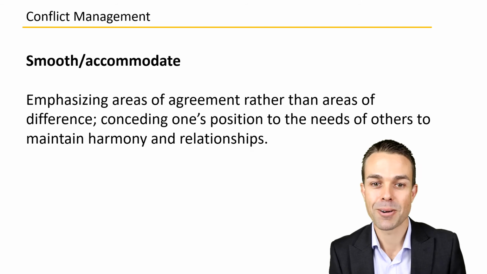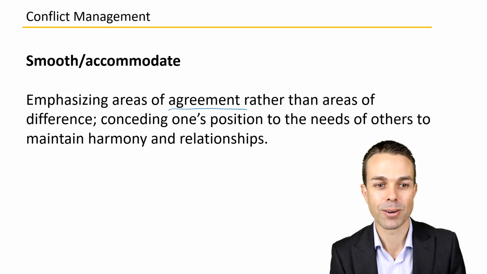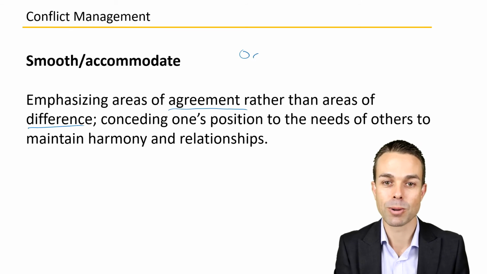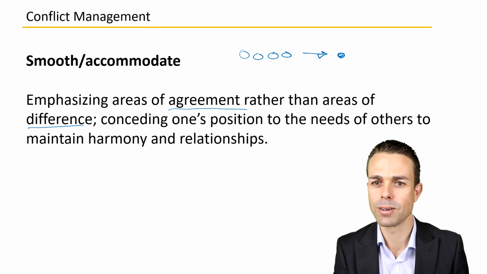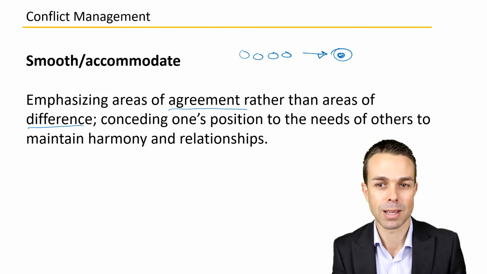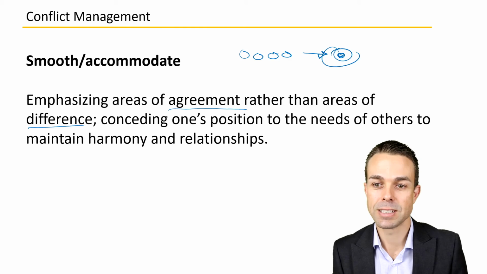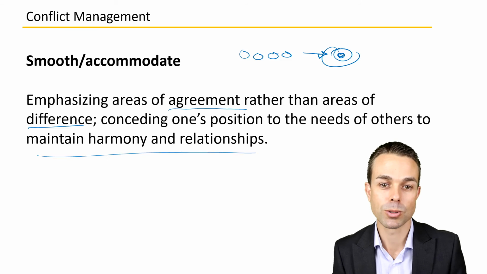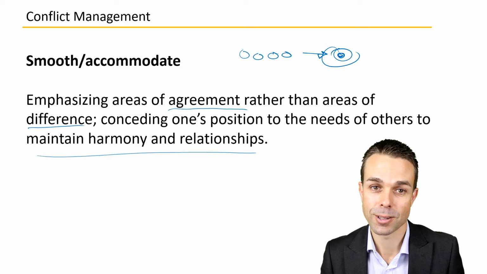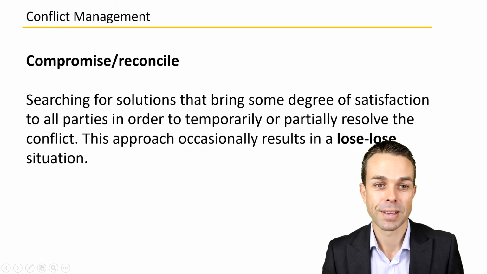Smoothing and accommodating for conflict. We're emphasizing areas of agreement rather than areas of difference. So here's where we agree, isn't that wonderful? Oh, and we've got one thing that we disagree on, can we work together on this, for example? Conceding one's position to the needs of others to maintain harmony and relationships. So yes, sometimes we do need to smooth or accommodate. We need to give a little in order to get a little for this particular method.